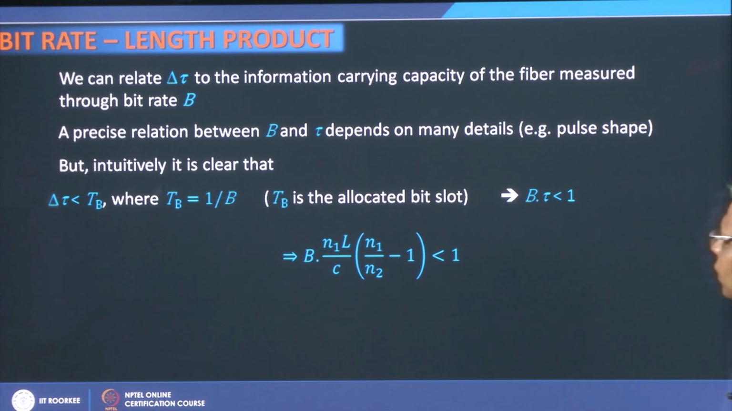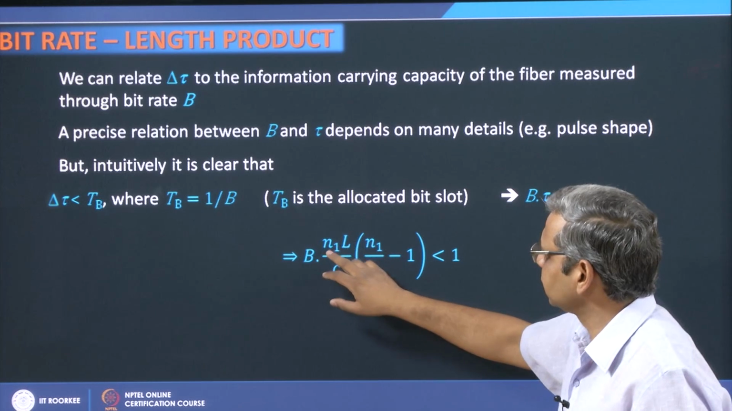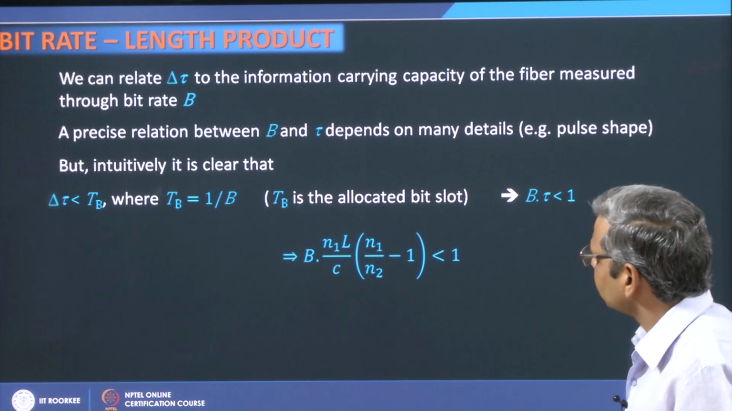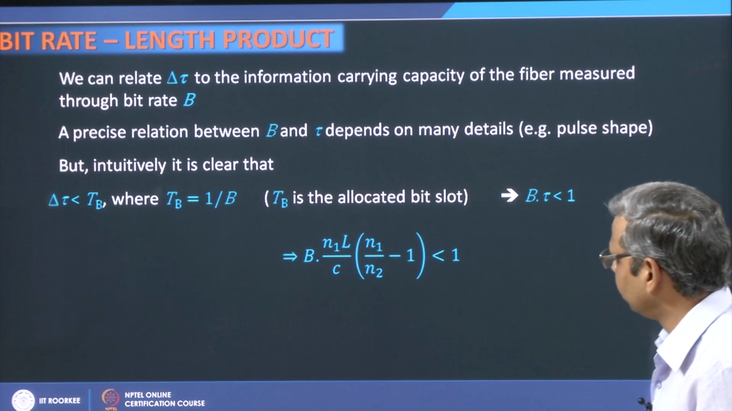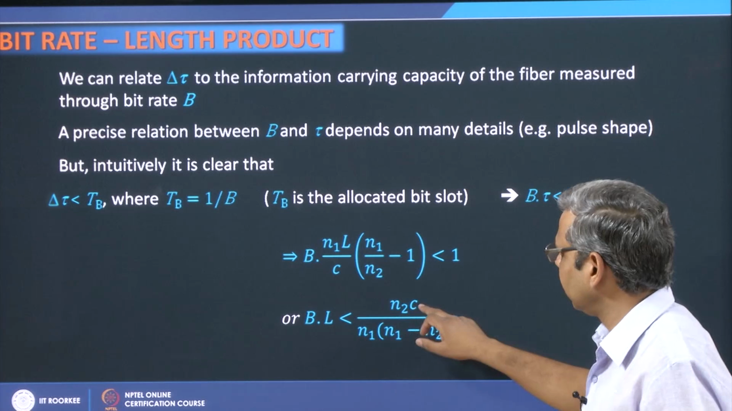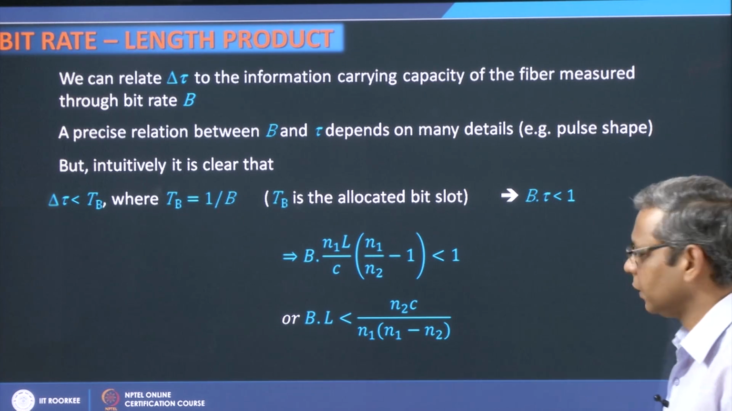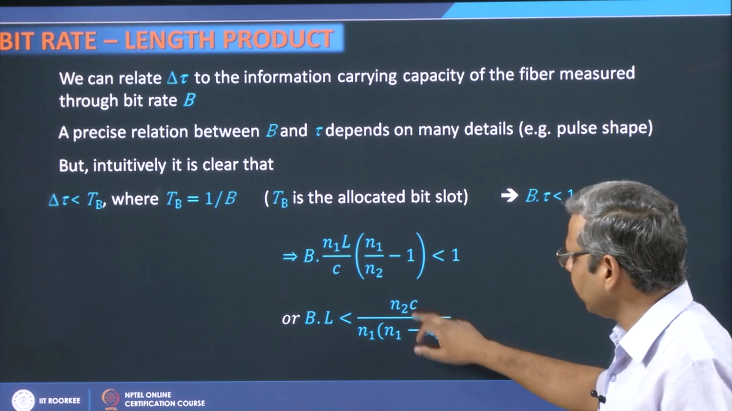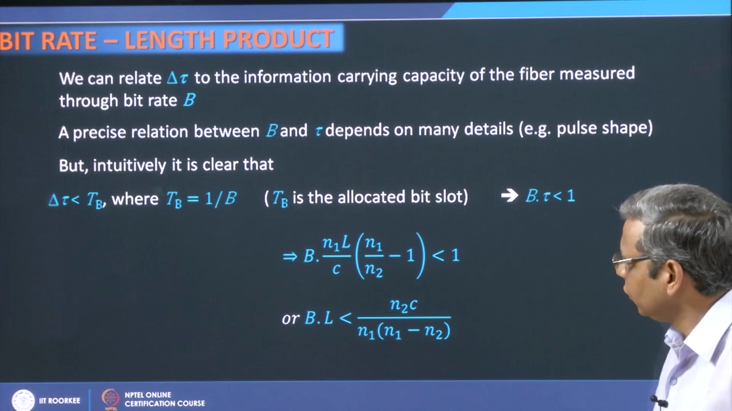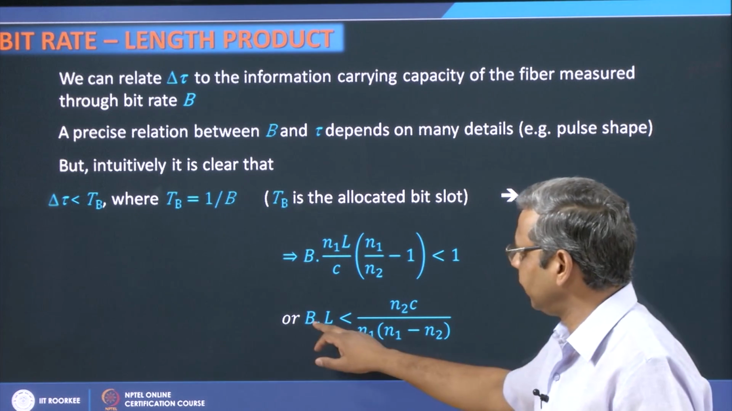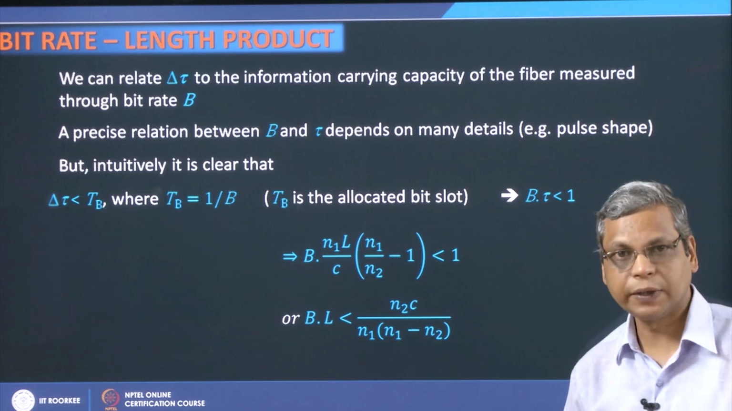And delta tau I have from the previous slide: N1 L over c times (N1 minus N2 over N2). So, B times this should be less than 1, or B times L should be less than N2 c over N1 times (N1 minus N2). So, for a given fiber where N1 and N2 are fixed, B times L is constant. So, for a given fiber B times L is constant, that is, the bit rate length product is always constant.